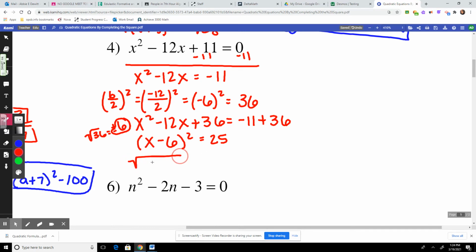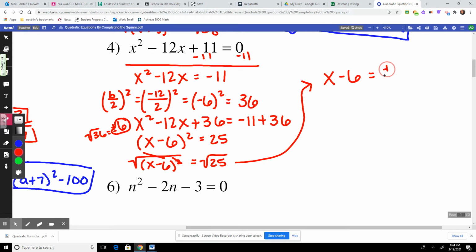Take the square root of both sides. When I take the square root of both sides, the root cancels with the square. I'm going to bring this up here. And I'm left with x minus 6 equals the square root of 25, which is a perfect root. It's positive negative 5. I'm going to add 6 to both sides. So then x ends up being 6 positive negative 5.